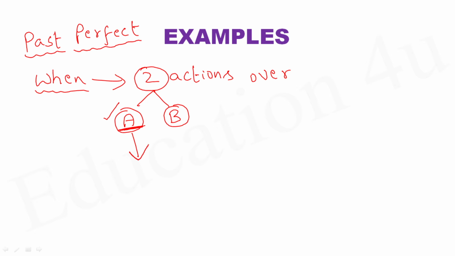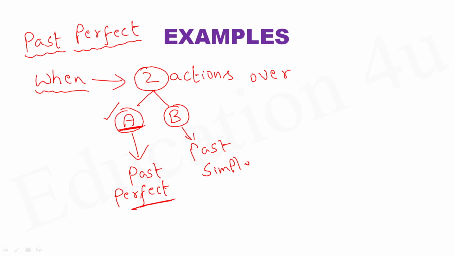Now, whenever I talk about two actions which are over in the past, out of those two actions, whichever action happened in the first place, there we use past perfect. Now, naturally, what about the second action? When this action takes the past perfect tense, this action takes past simple tense. I hope the point is very clear. So this is the beauty here.